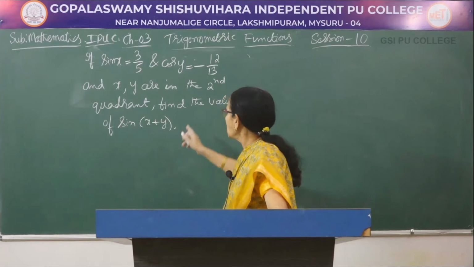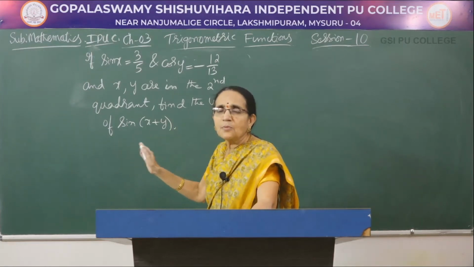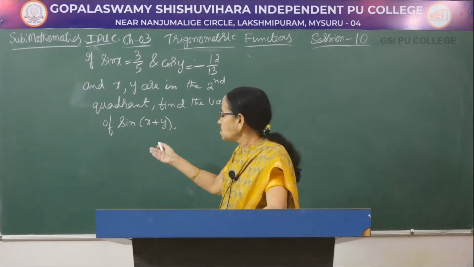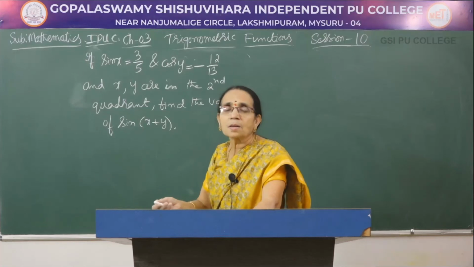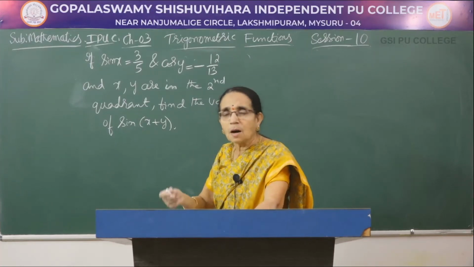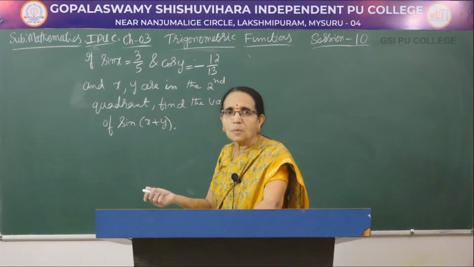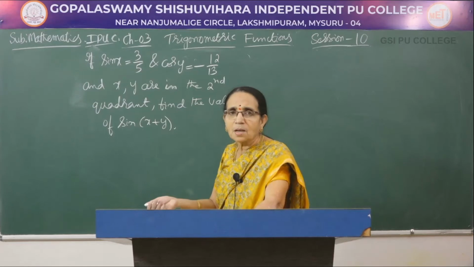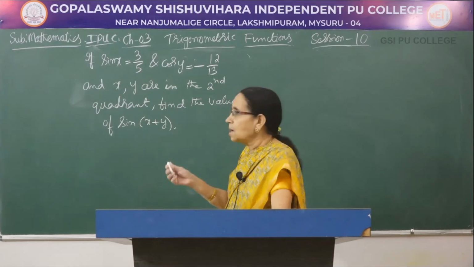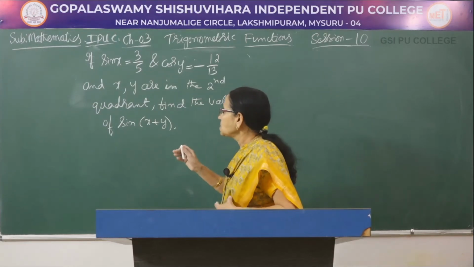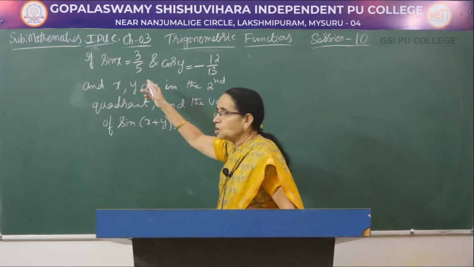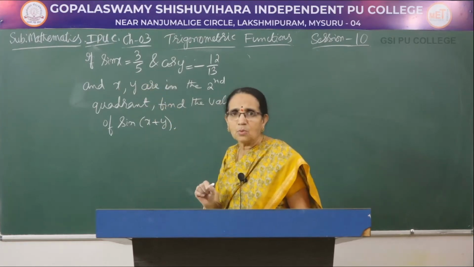Our problem is, you have to find the value of sin of x plus y. You can expect such questions, instead of sin x plus y, they can ask you to find cos of x plus y, or both of them, or cos x minus y, sin x minus y, or tan x plus y, any ratio could be expected. Now, when a ratio is given, it means two sides of the triangle are given.